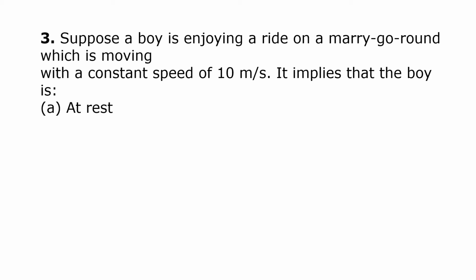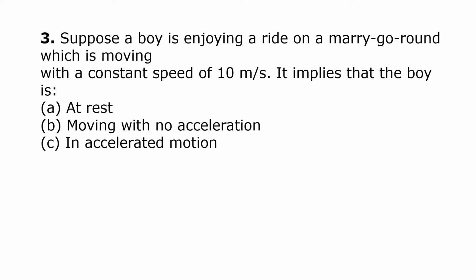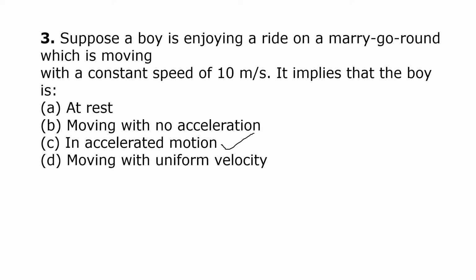So here let us see the options first. Option A, at rest, no. Option B, moving with no acceleration. No, acceleration is there because he is not moving with constant velocity. Change in velocity is there. Then option C, in accelerated motion. Yes. Then option D, moving with uniform velocity. Uniform velocity is not there. Accelerated motion is there. And if we say that this is uniform circular motion, constant speed, we can say this as uniform acceleration also. So here we are selecting the option C.